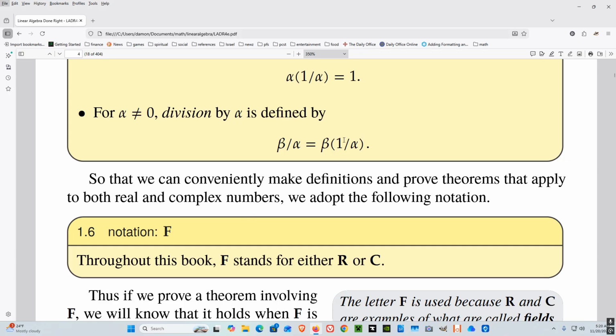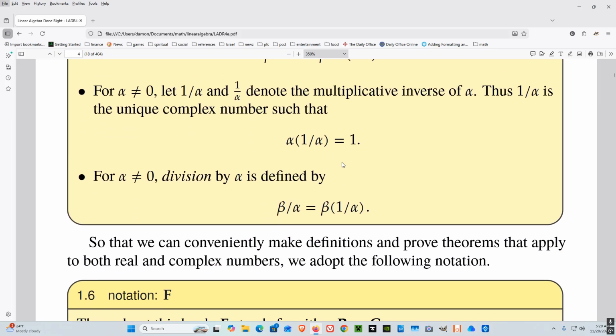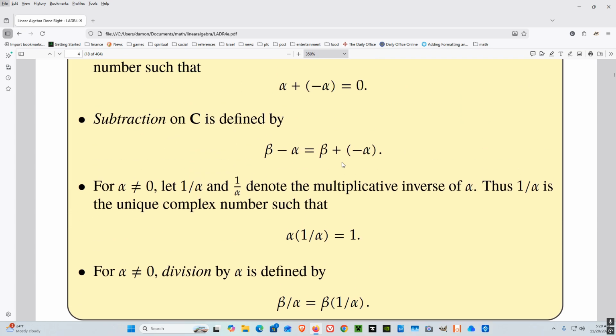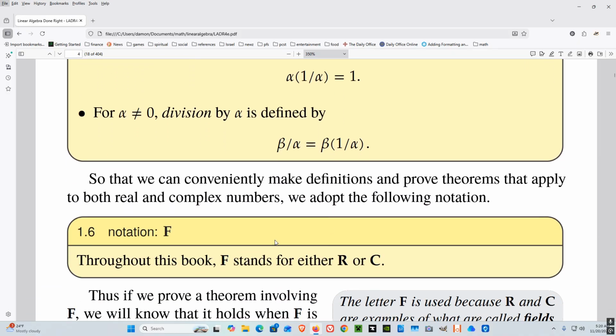And all that copies what is true for real numbers, which are a subset of the complex numbers, by taking the imaginary part equal to 0. So if you take a plus bi with b equal to 0, then you have the real numbers. So you would hope that the bigger set, the complex numbers, would inherit the properties of the real numbers, so that we can conveniently make definitions and prove theorems that apply to both real and complex numbers.